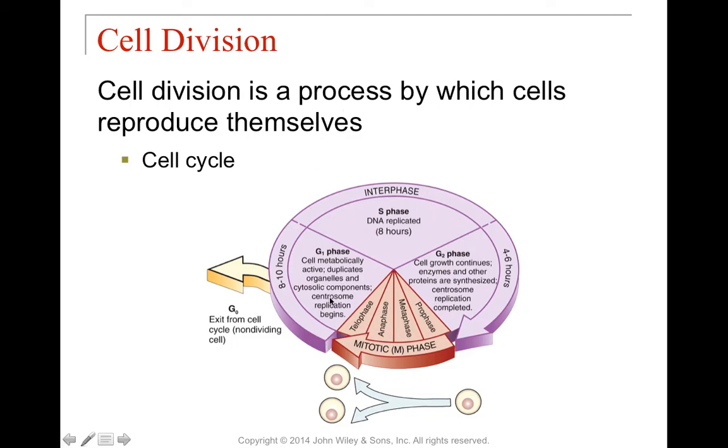Interphase is everything that happens up until the mitotic phase, and this is M phase. The mitotic phase is split up into 3 or 4 different regions. Prophase is when we are setting the stage. Things are getting ready to divide. All of our chromosomes are getting condensed. The nuclear membrane is breaking down.